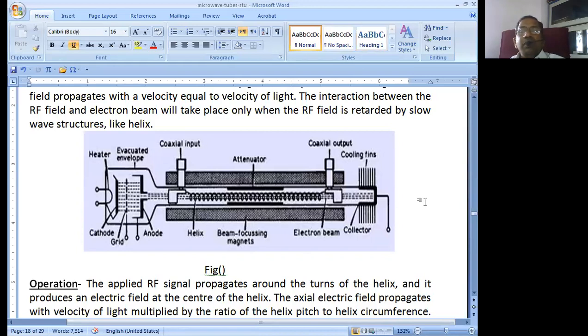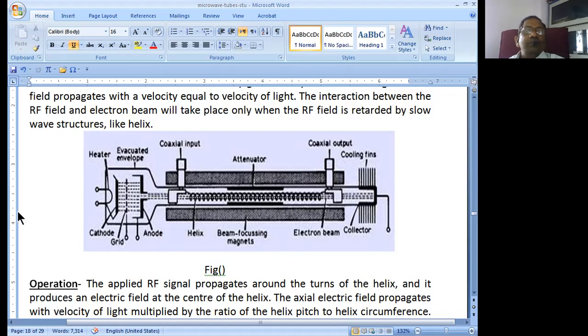Now we move on to the traveling wave tube, which comes under the slow wave structure. The traveling wave tube comes under the linear beam tubes, where the electric and magnetic fields are linear. Now let us look into the construction features of this particular TWT, the traveling wave tube.